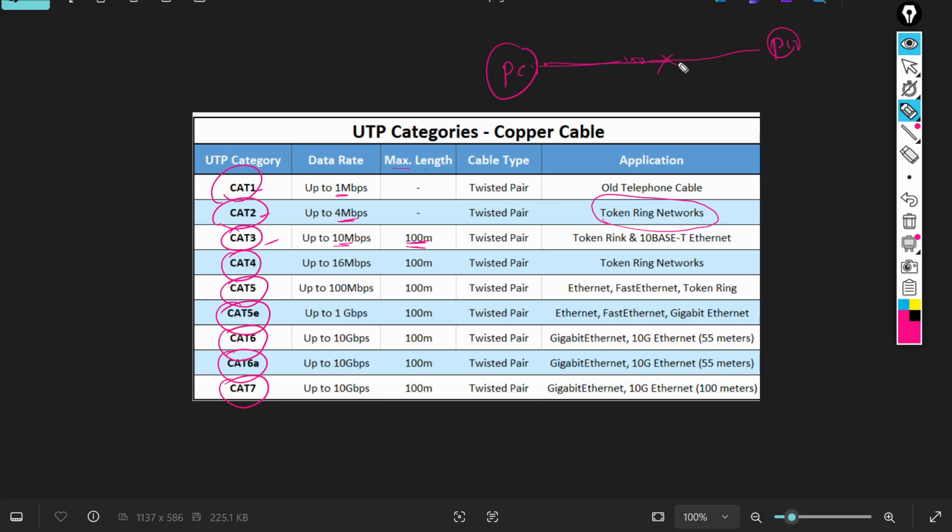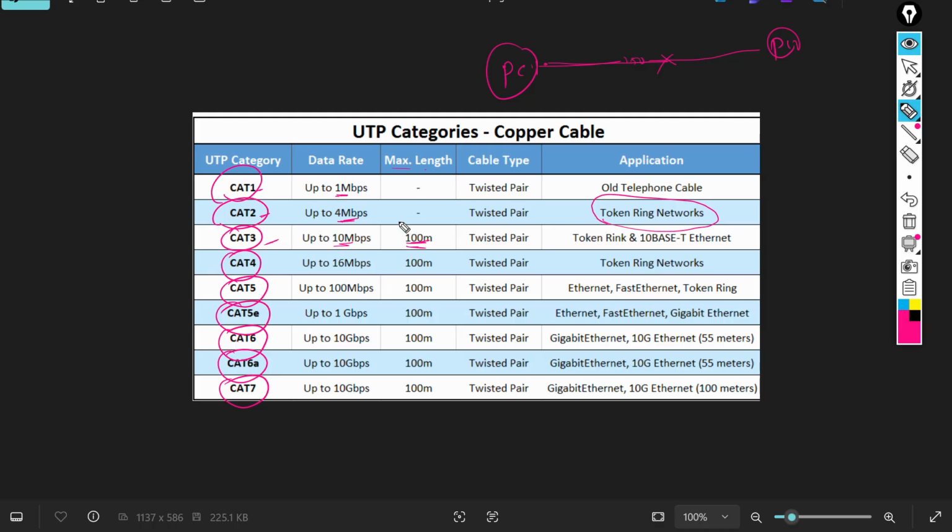The data is nothing but signals here. The data travels through the cable, right? In the cable, the data is converted into signals, and the signals pass through the cable. After 100 meters, what happens? The signals become very weak, so the cable automatically drops the signals.